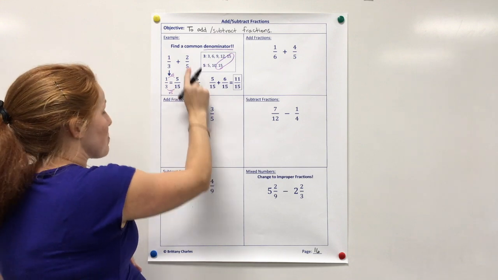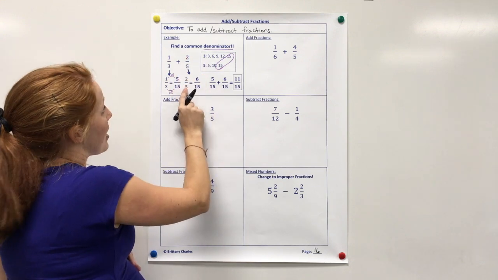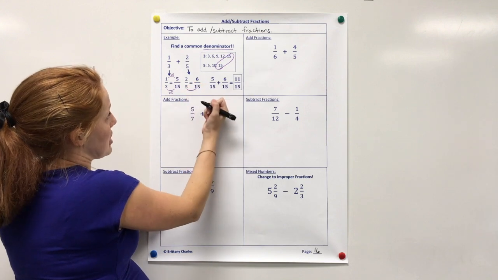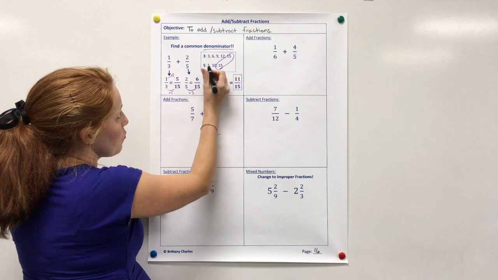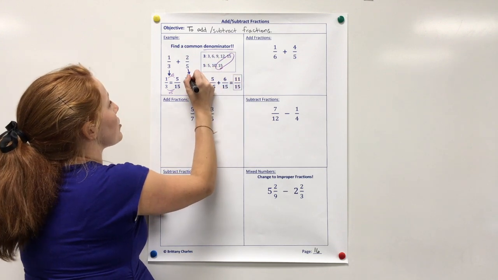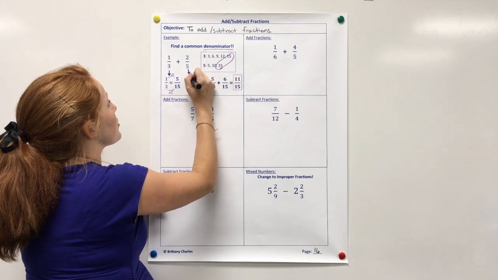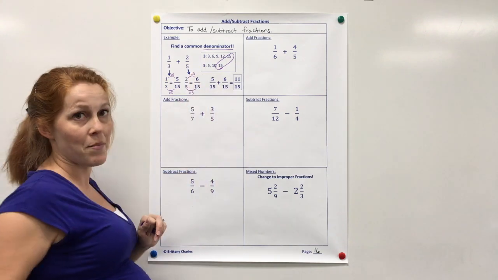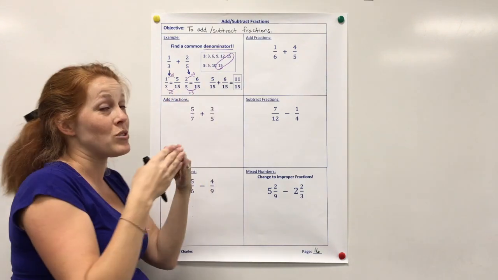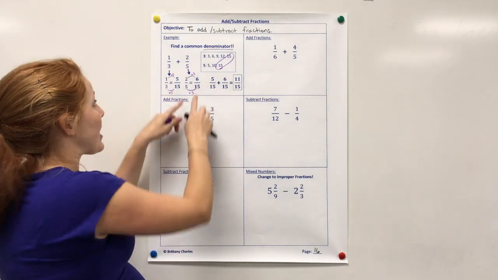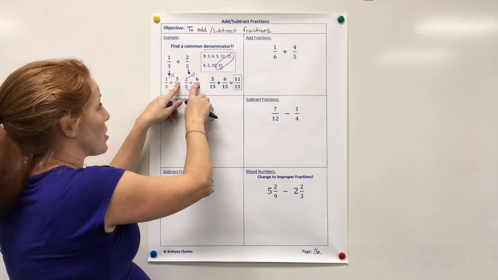Then I use the same thing with the second fraction, 2/5. How do I get from 5 to 15? Well, this time, 5, 10, 15, that's times 3, or 1, 2, 3. So I do the same thing up here. 2 times 3 is 6, so that's where this 6 came from. So now I have my two new fractions that are divided into the same size part, and I can actually add them now that they have the same denominator.